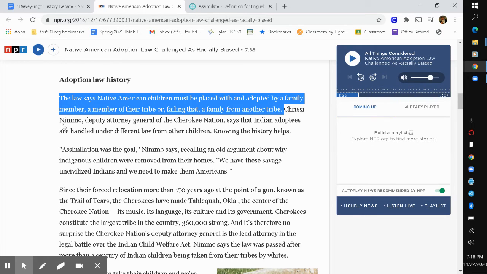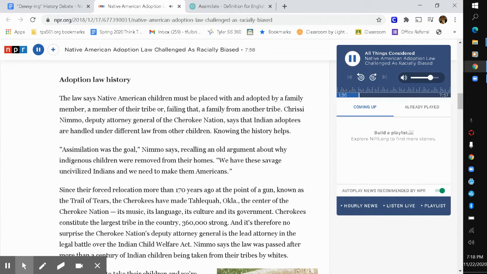This right here, what I've highlighted, is the key idea of this law, of the adoption law. It says Native American children must be placed with and adopted by a family member, a member of their tribe, or failing that, a family from another tribe. Why is there a federal law that tries to make it so Native American children who have to be adopted are going to be adopted by another Native American family?